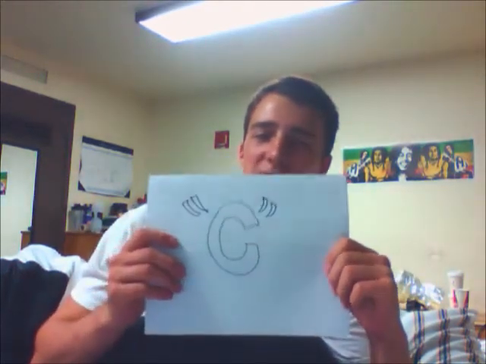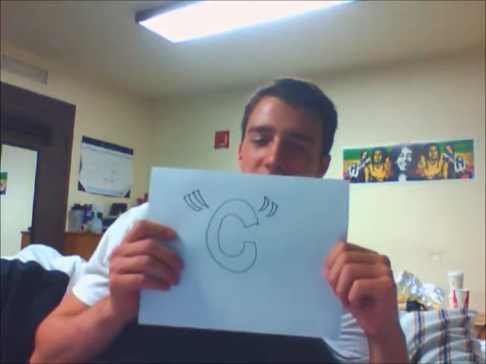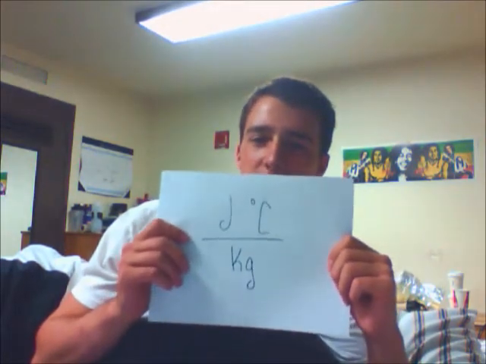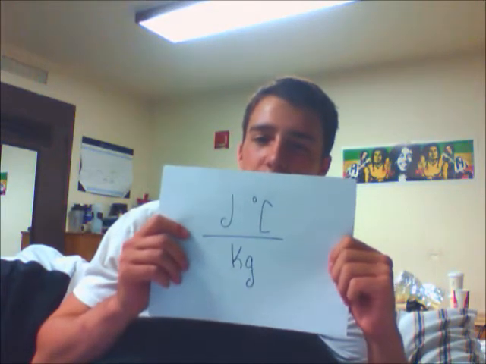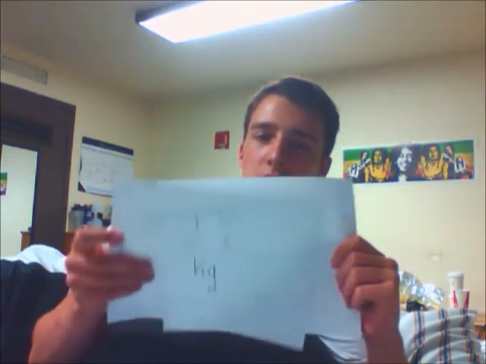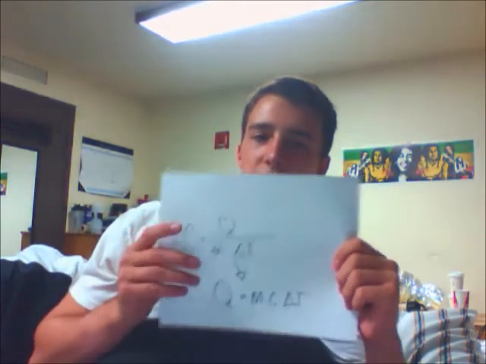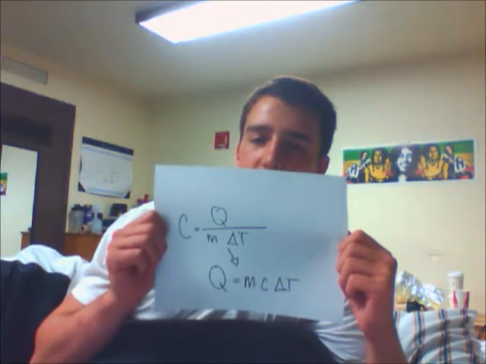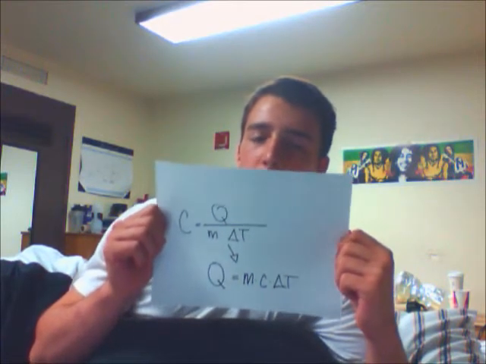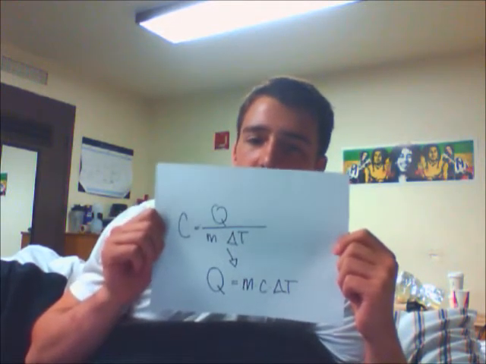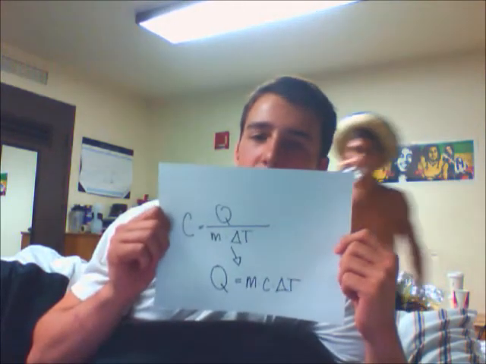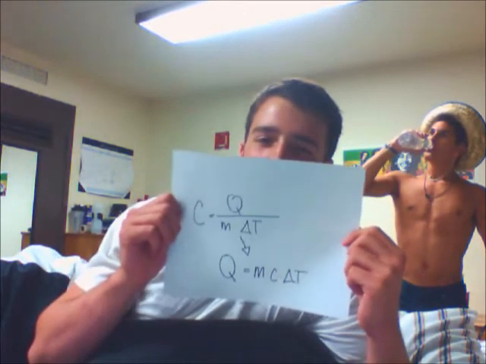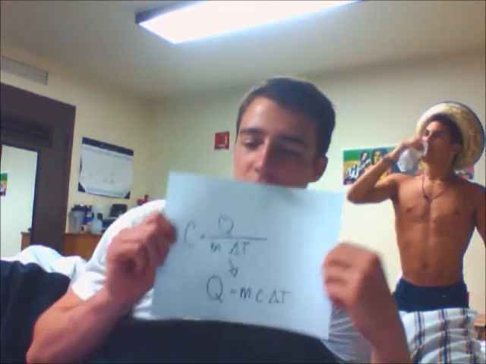Specific heat, also known as C, as used in the equations that we've been using, is given in terms of joules per degree Celsius per kilogram, and is found by the equation C equals heat energy divided by mass times the change in temperature, which can then be rearranged into energy equals mass times the specific heat times the change in temperature, also known as the famous Q equals MCAT formula.